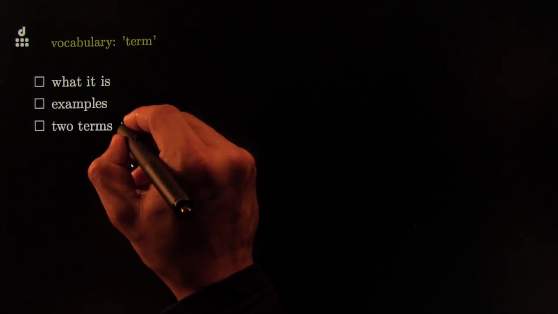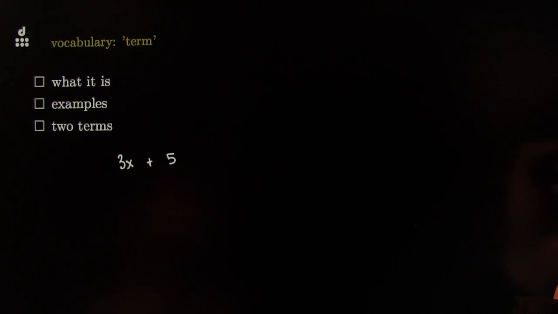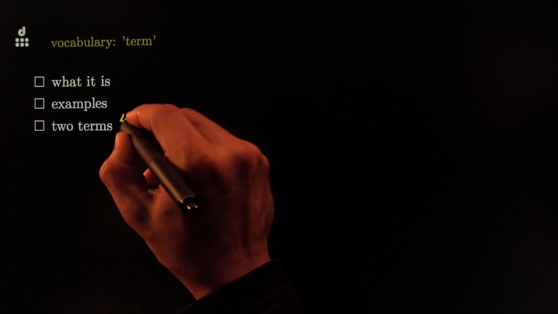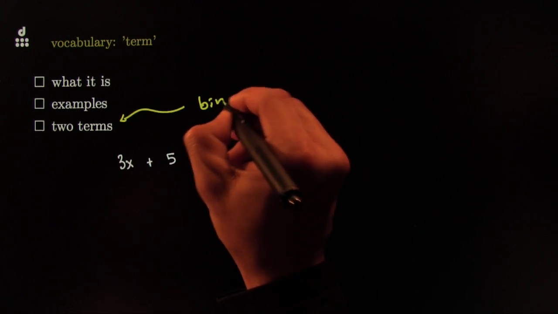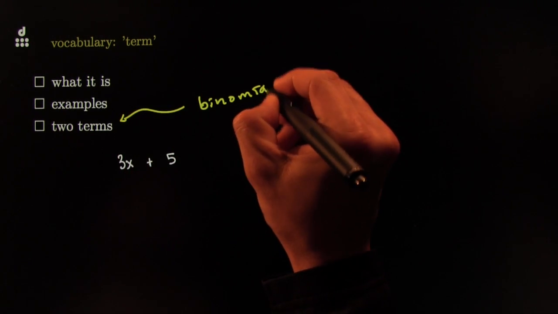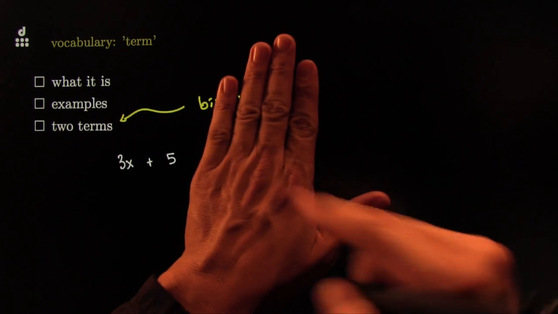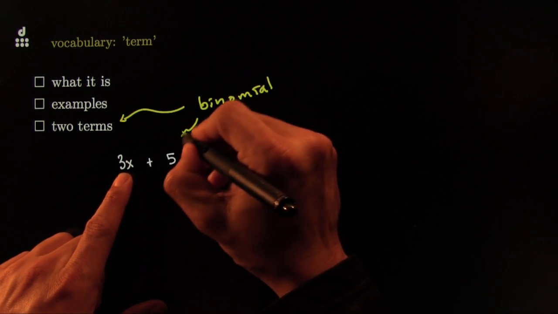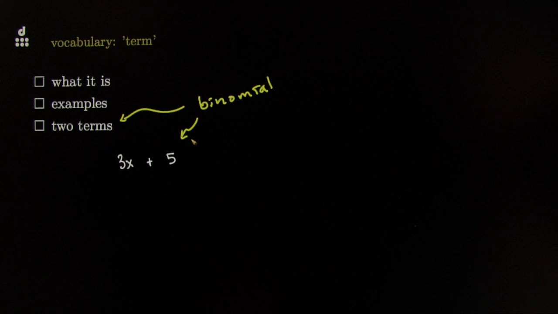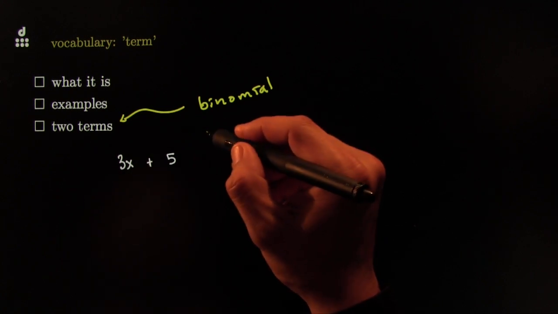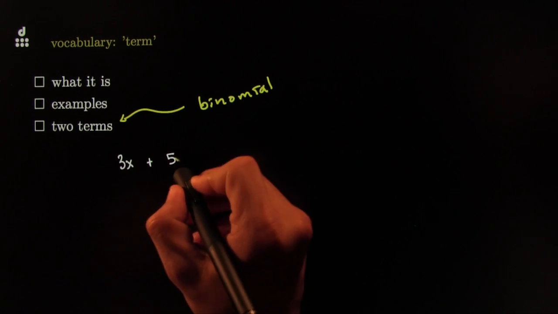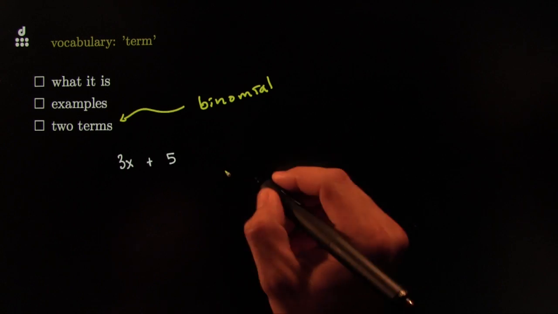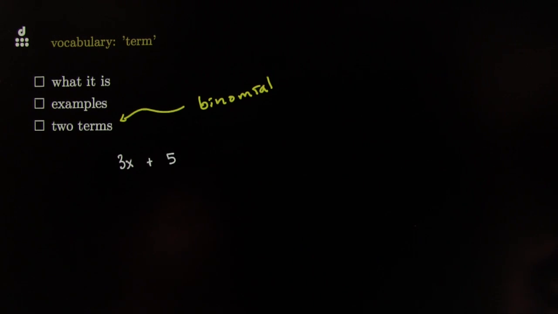Another fancy name for 2 terms is a binomial. Binomial means 2 of them, 2 terms. This is an example of a binomial. Okay, is that easy? So those are, I'll give you some more examples. Let me get back to this one.